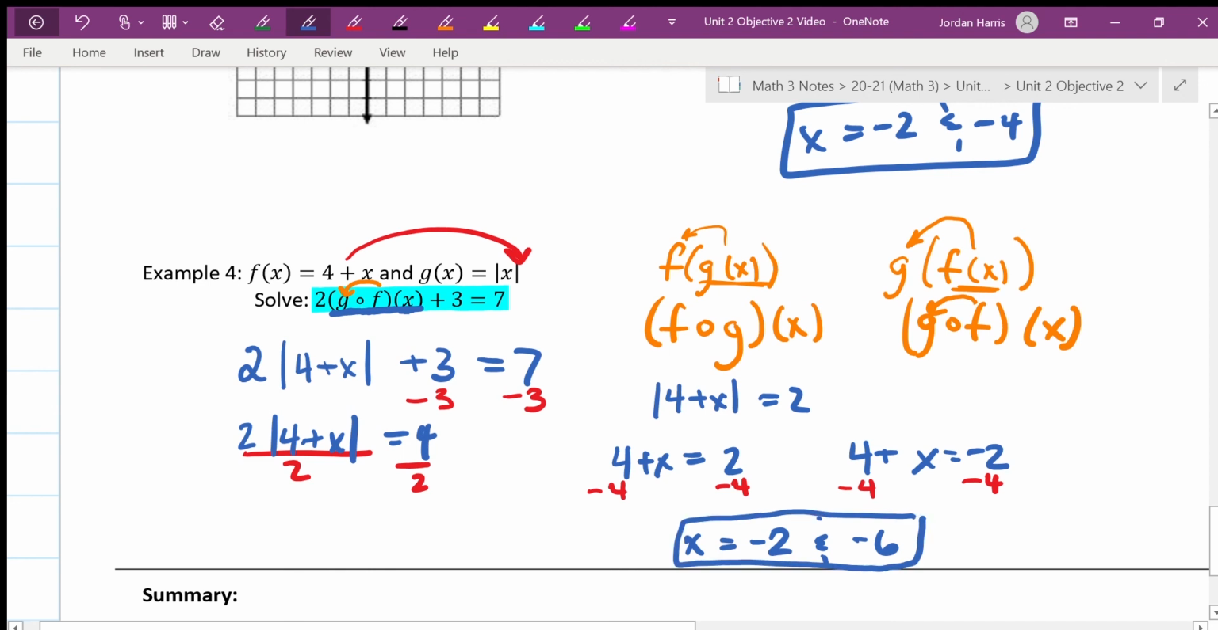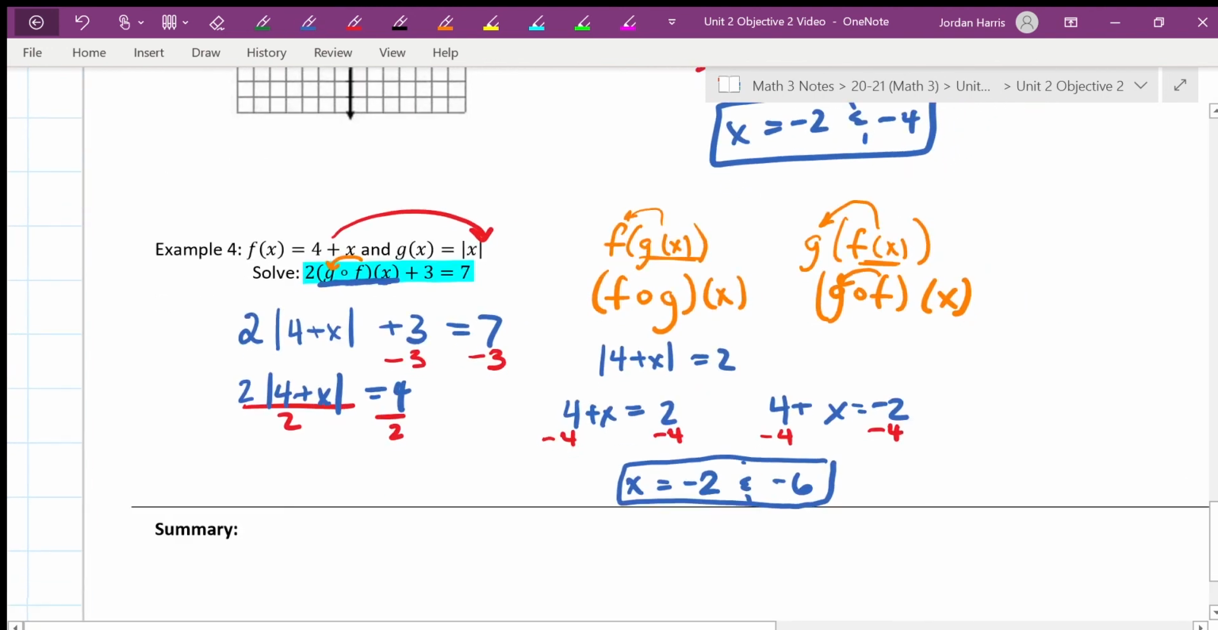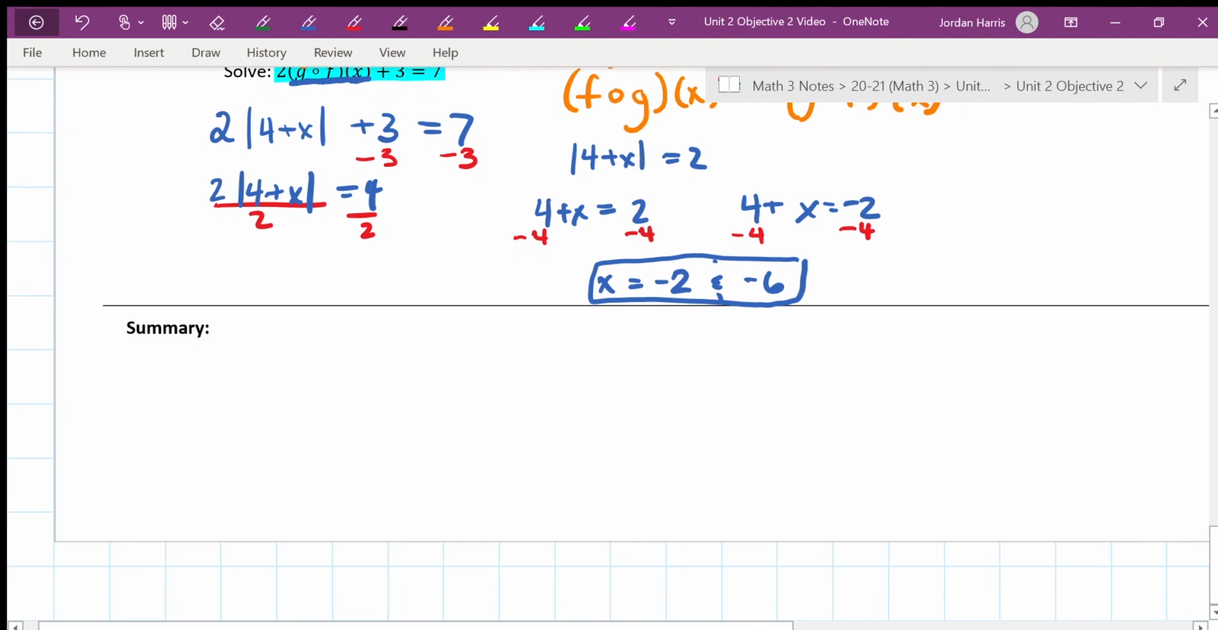Okay. It doesn't ask us to graph on the number line, so we just have that done. All right, make sure that you write your 3-sentence summary.